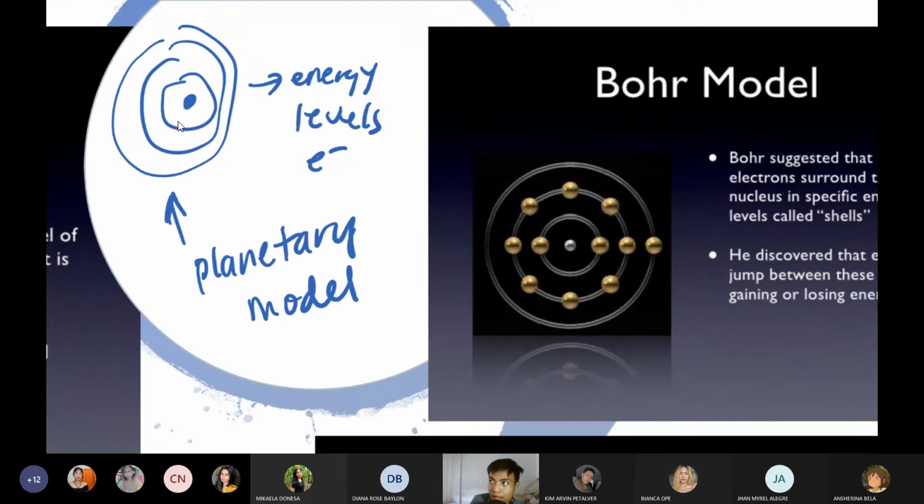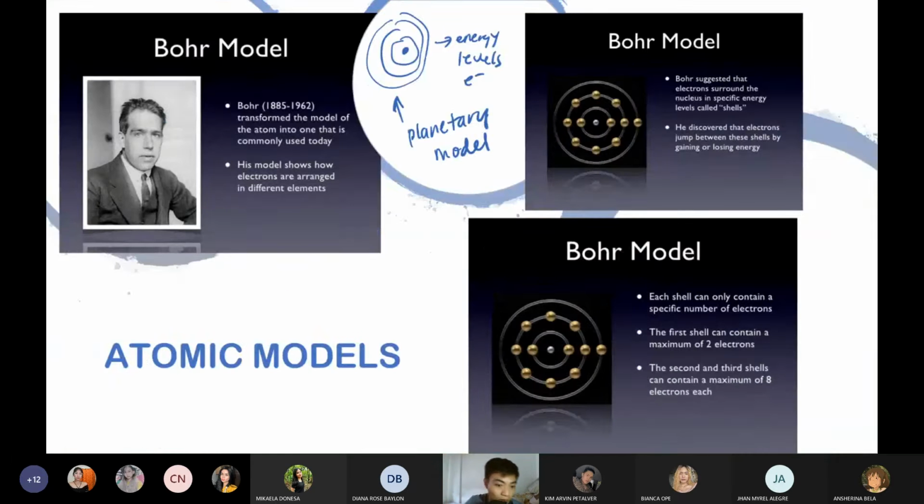Okay? So, per energy level, may corresponding number of electrons. For the first energy level, 2 electrons lang. For the second energy level, 8 lang, and so on. Kumbaga, ito yung pinaka-start ng quantum numbers, no? Yung quantum numbers next week na lang natin i-discuss. I mean, hindi next week, next meeting.